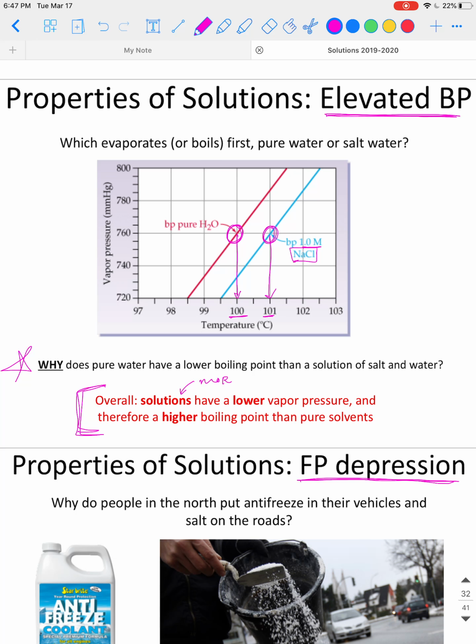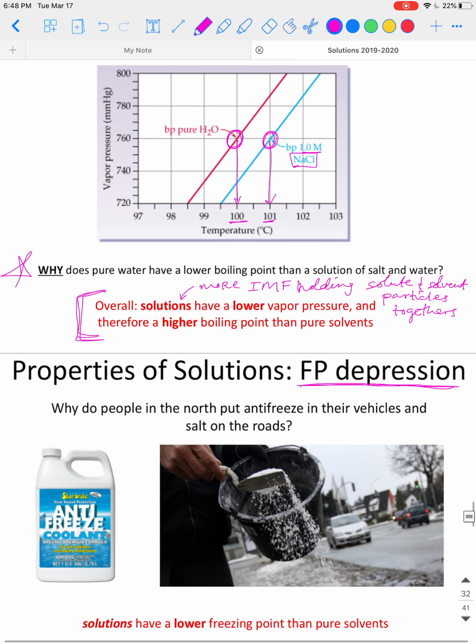Why? In solutions, there are more intermolecular forces, I'm going to abbreviate that, holding solute and solvent particles or molecules together. Okay, it's just like there's a little more glue holding everything together. So it takes a little more energy to bust up those intermolecular forces, or that glue, in other words, and cause the solution to boil than it does for a pure substance.